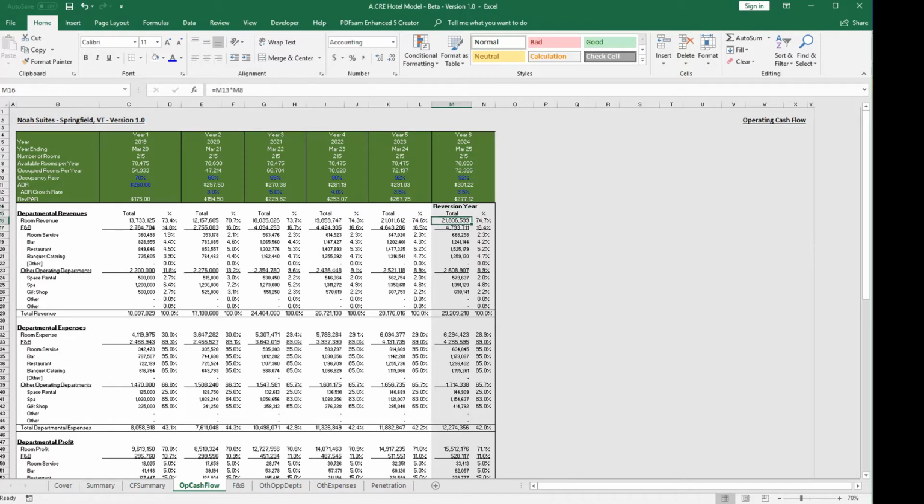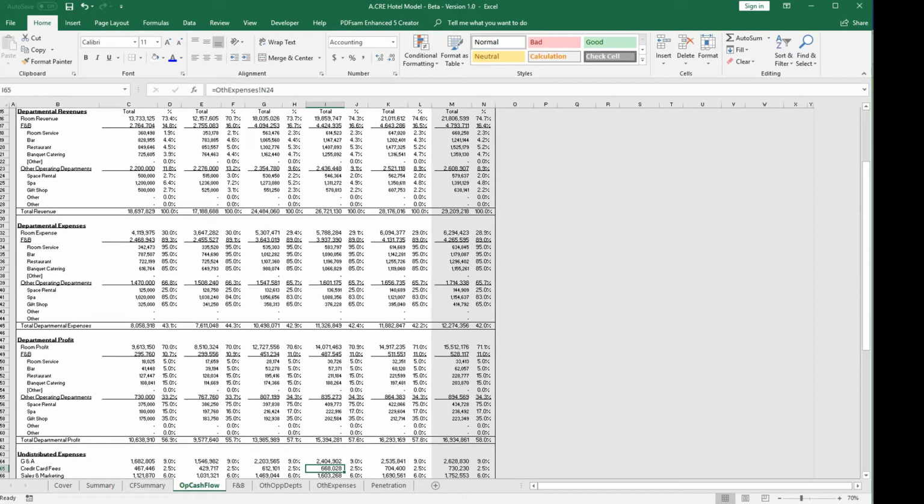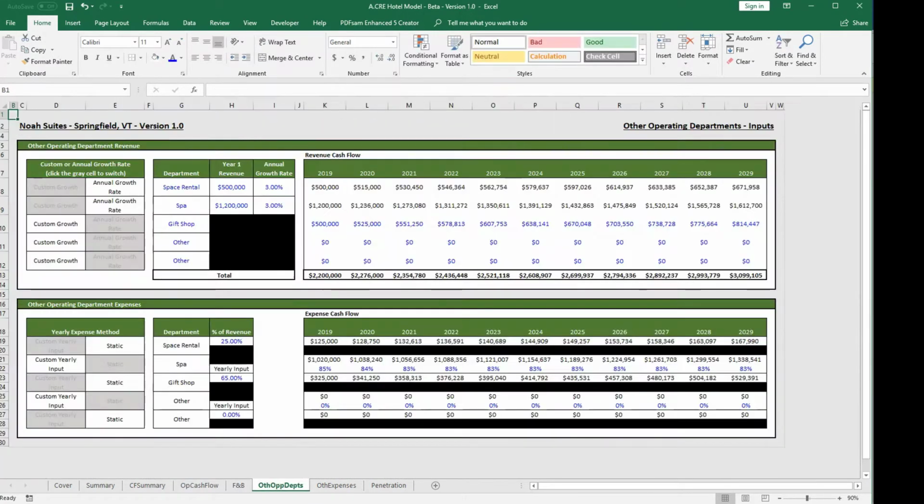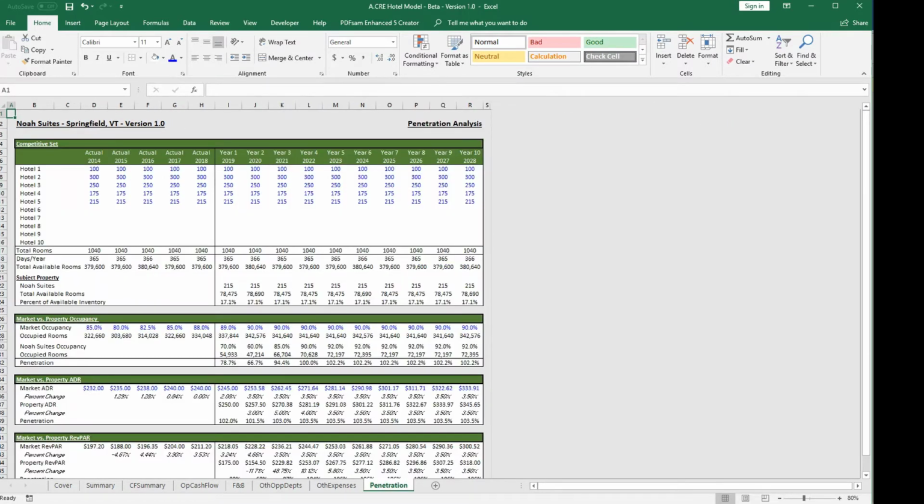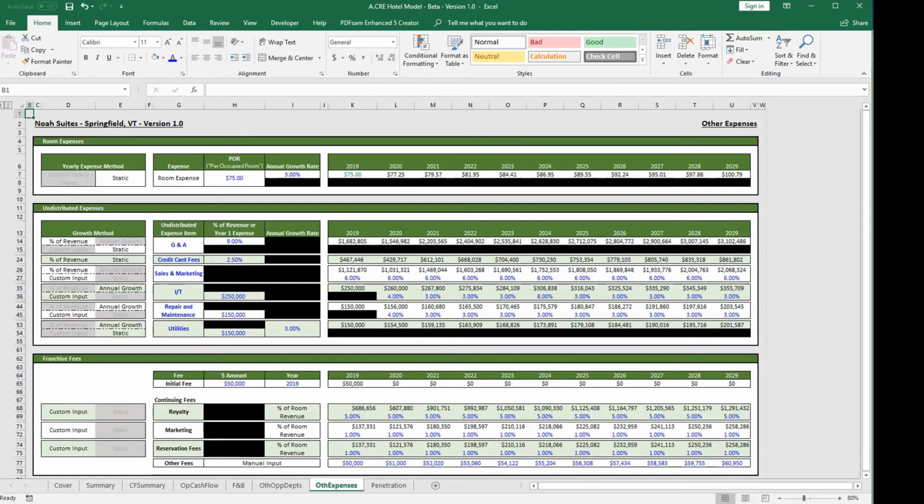And I believe that's it. All of these numbers are coming in from the other tabs, I believe all of them to the right, so they're coming from this F&B tab, the other operating departments, other expenses, and, well, not the penetration analysis; that is going straight to the summary tab.